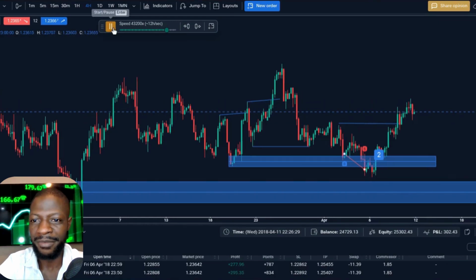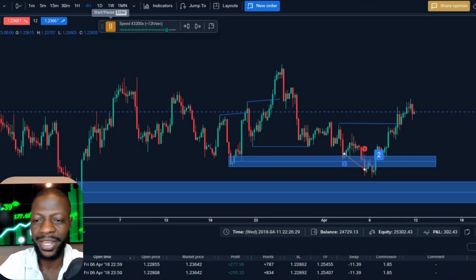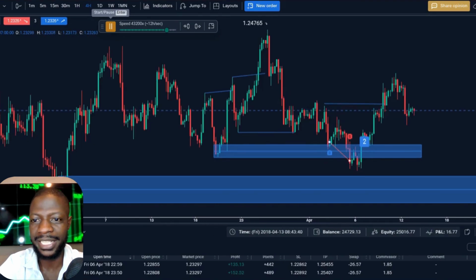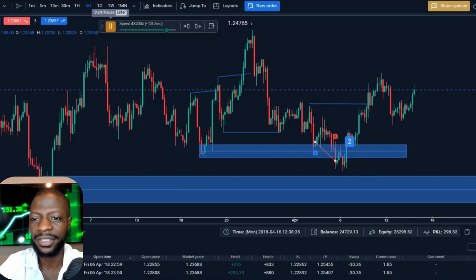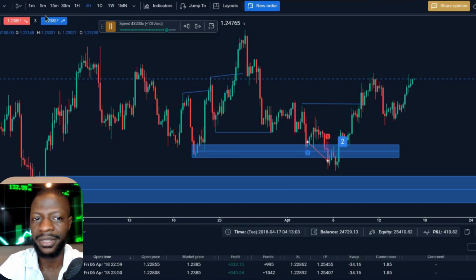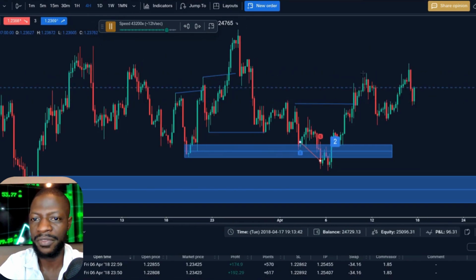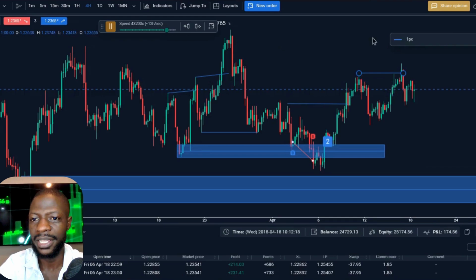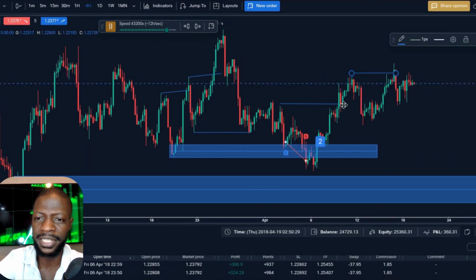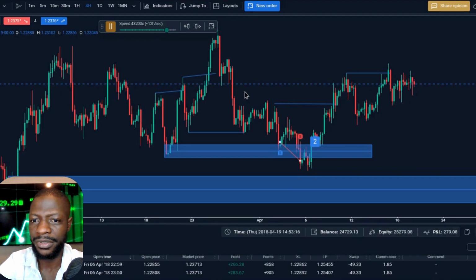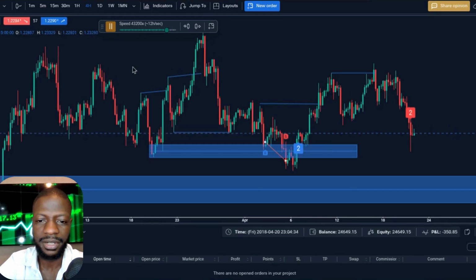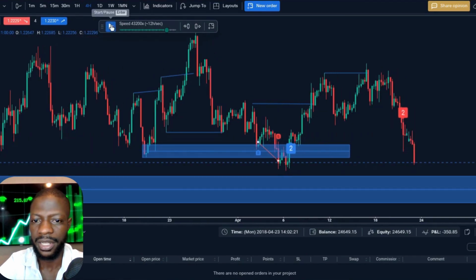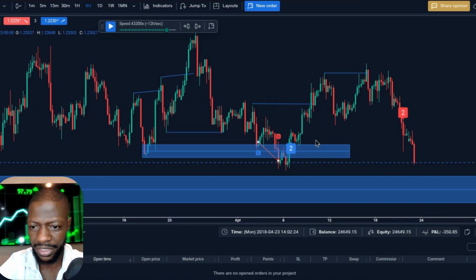Yeah, so I'm trying to run price faster so that we can actually do more backtesting of other trades. Okay, amazing. So we have another break of structure right here. Nice. Are we going to continue to push to the upside? Let's see how that goes. Okay, we seem to be. Oh shit, we've been taken out.